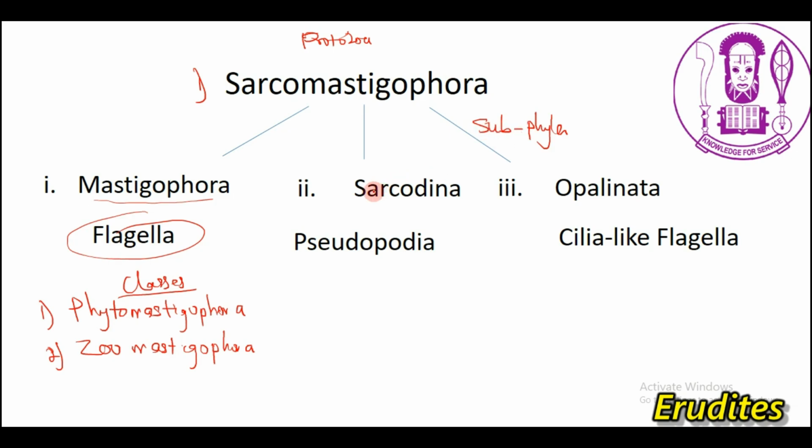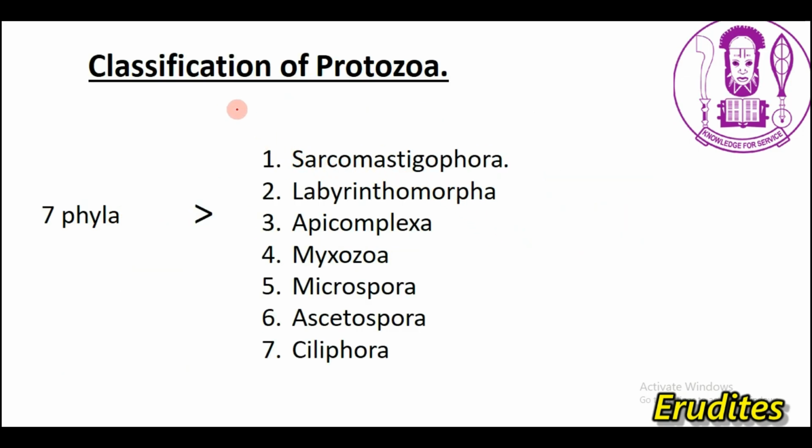Then the other subphylum, we have the Sarcodina. They move with the help of a pseudopod. They are very important. Then we have the subphylum Opalinata, and they move with the help of cilia-like flagella. And these cilia-like flagella are usually distributed around the body of the organism. So having known all this, we are still looking at the classification of the subkingdom Protozoa.